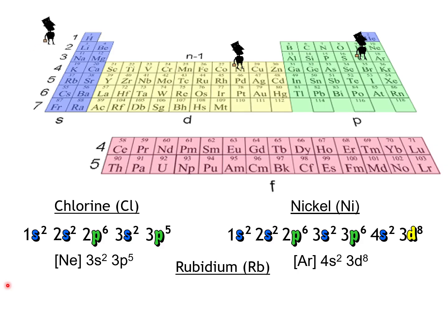And then rubidium. My students really like the core when I start doing this. So here we are. We know it's going to end in 5s1. So all we have to do is find our core. So it's a krypton core, 5s1.